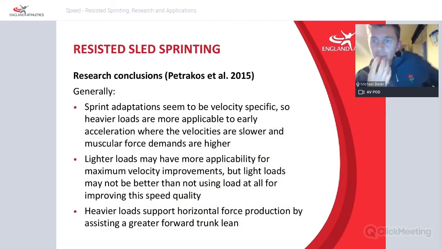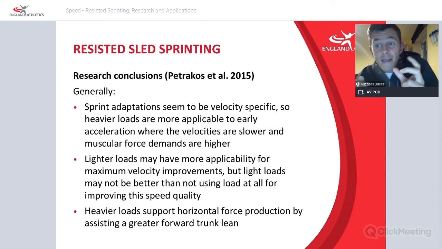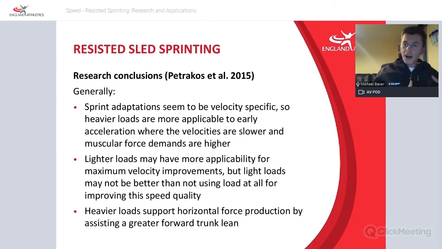Some simple summary statements about the research. Generally speaking, sprint adaptations seem to be velocity specific. So if you're going to use heavy loads and your athlete is going to move slowly, that is going to have better transfer for maybe the first two steps of the acceleration, where the velocities are much lower. So generally speaking, heavier loads are more applicable to early acceleration, where velocities are slower and the muscular force demands are higher.